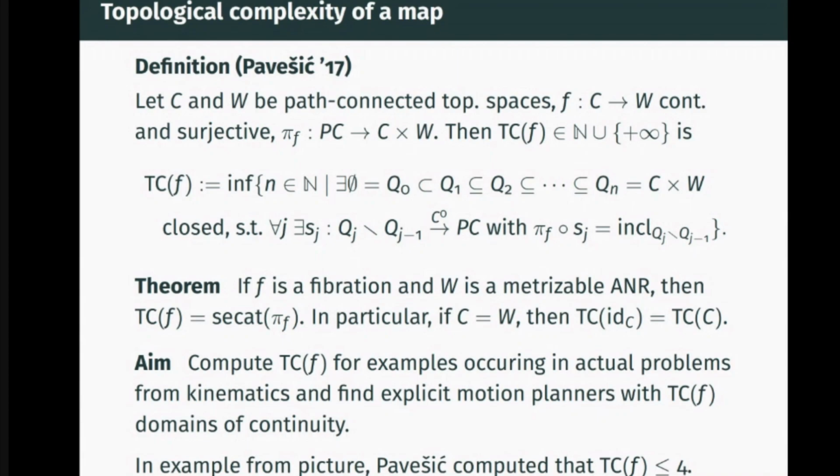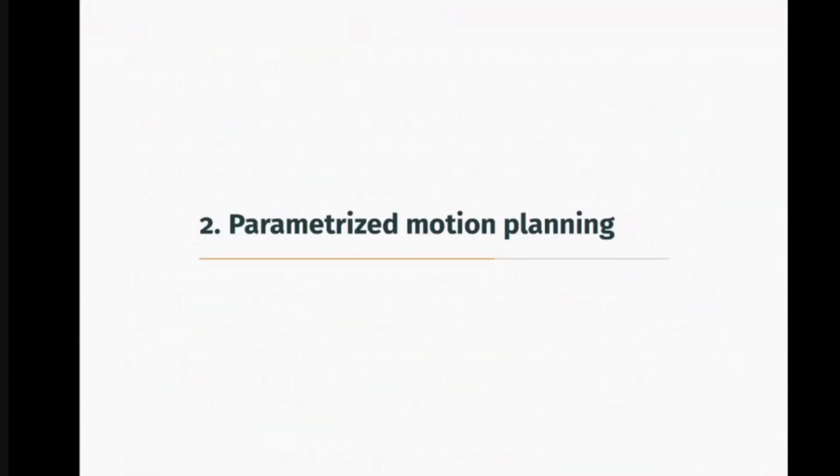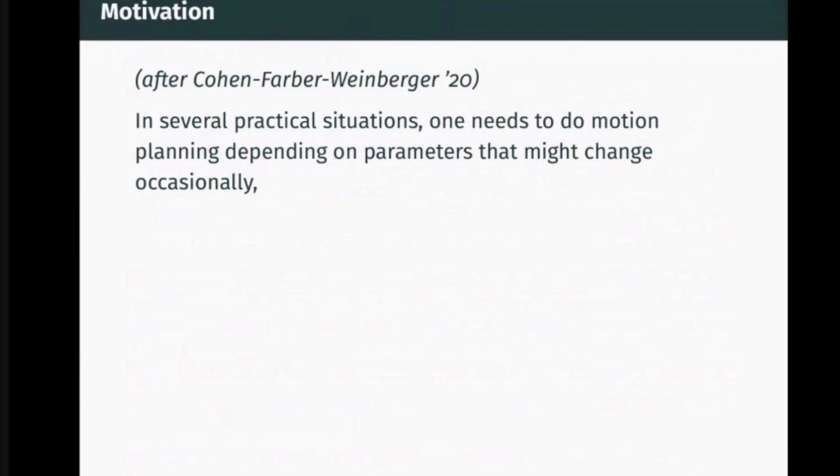Okay, second part. I want to talk about something called parametrized motion planning. This is also an idea which is very fresh. It's from this year, from Dan Cohen, Michael Farber, and Shmuel Weinberger. Namely, if we have these motion planning problems in some practical situations, one might have motion planning problems which depend on certain parameters in the space, which might change occasionally.